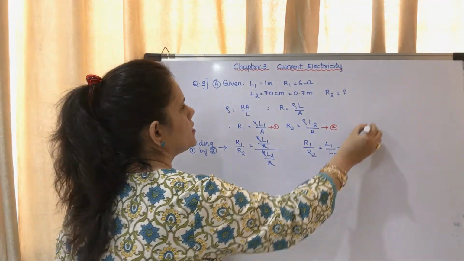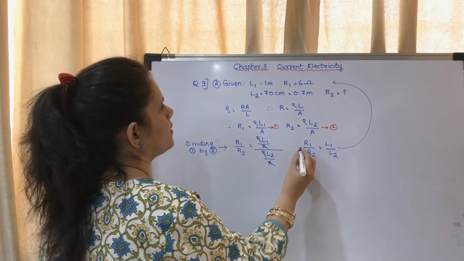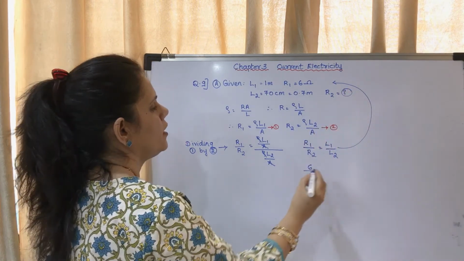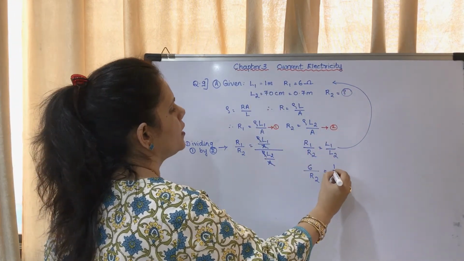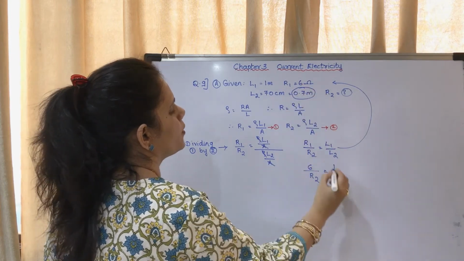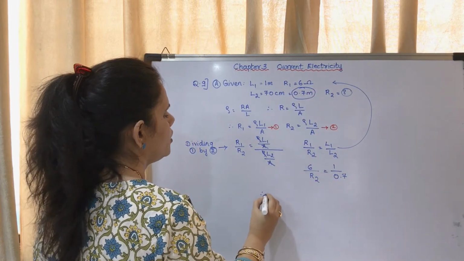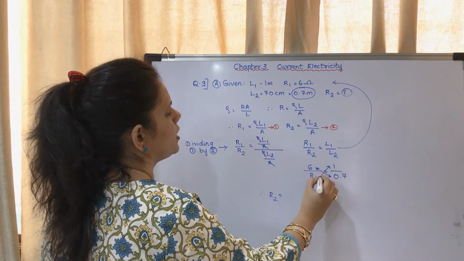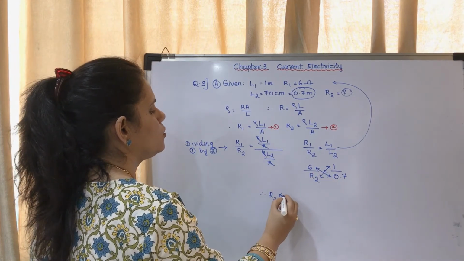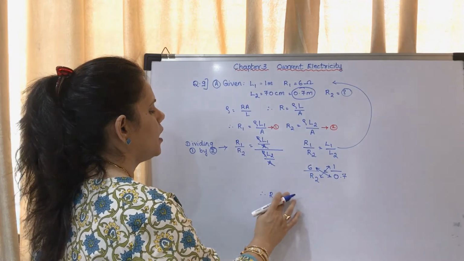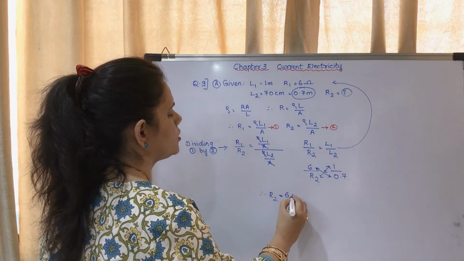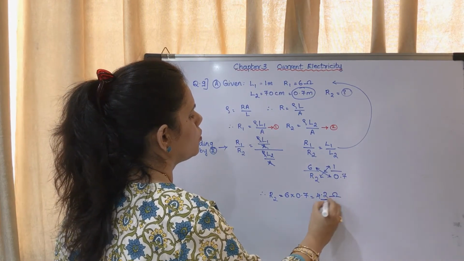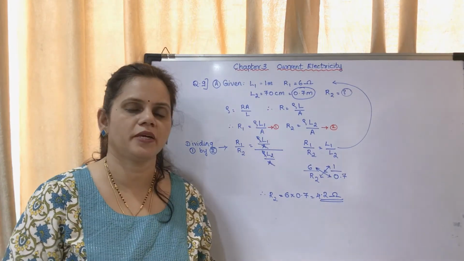Now we will substitute what has been given. R1 is given as 6, R2 you have to find out. What about L1? L1 is 1, and L2 is 0.7. Therefore, by cross multiplying, R2 into 1, that is same as R2. So R2 will be equal to 6 into 0.7, that is equal to 4.2 ohms. So this much you may copy.